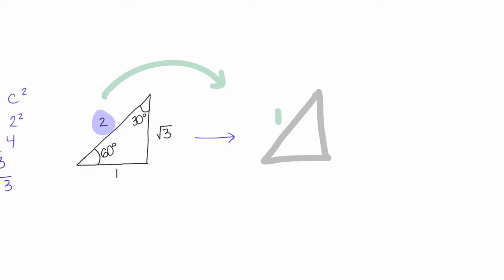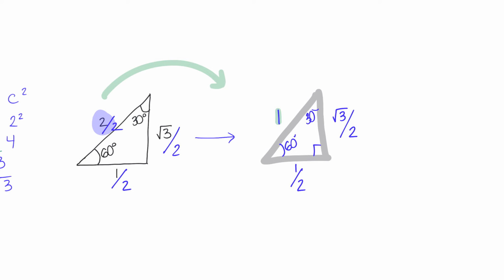Well, I'm going to divide it in half. So if I divide one side in half, I need to divide all the sides in half. So this actually gives me a hypotenuse of 1, a base of half, and a height of root 3 over 2. So don't forget, we still have our 60 here, and we have our 30-degree angle, and of course our right triangle.